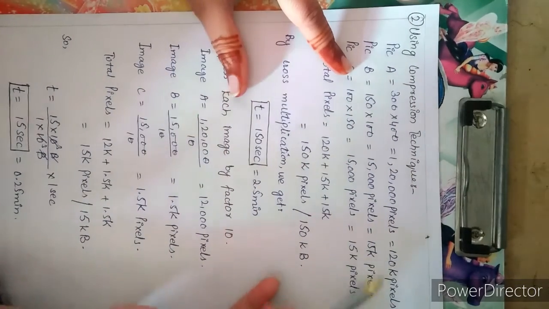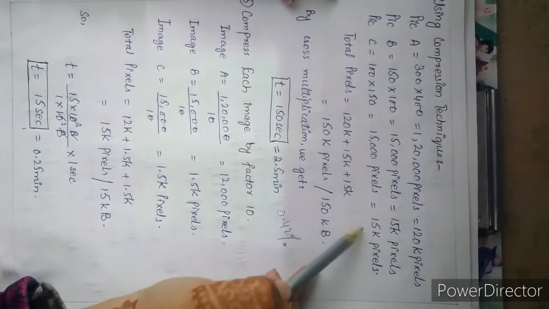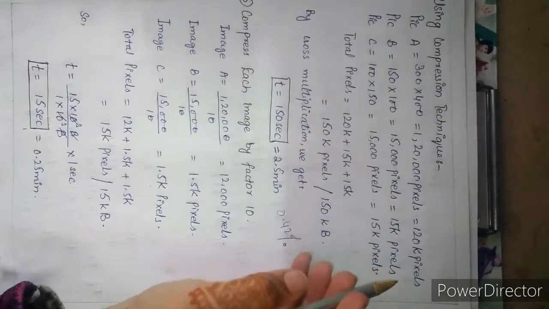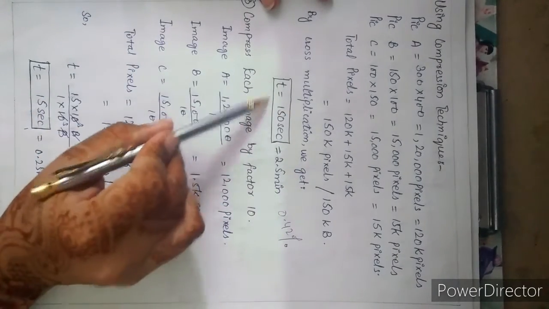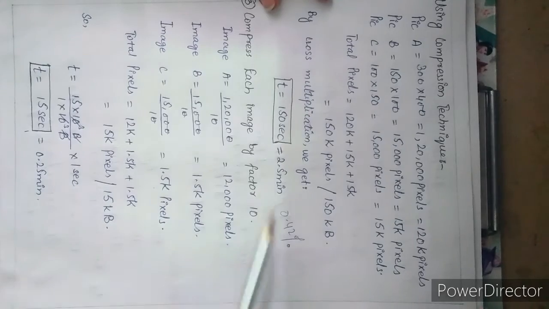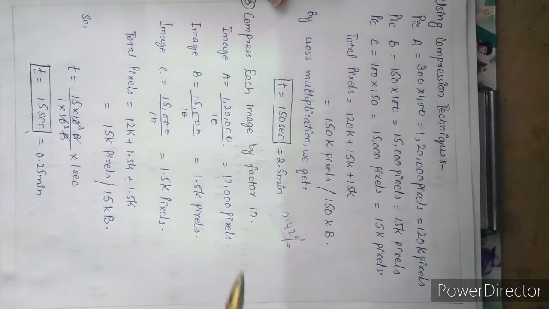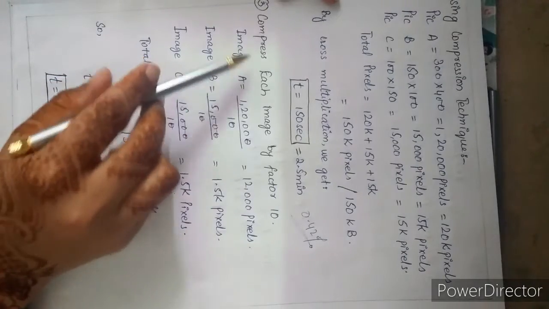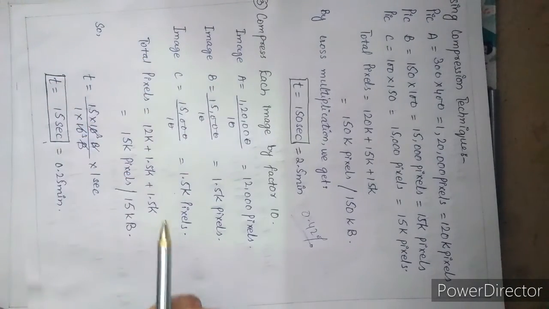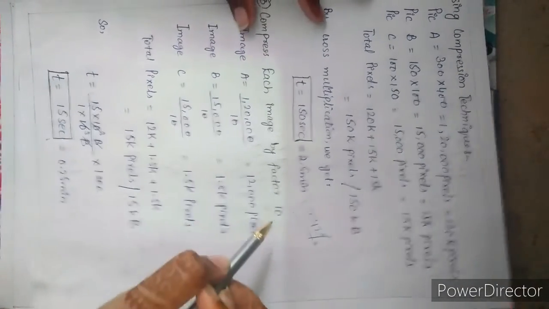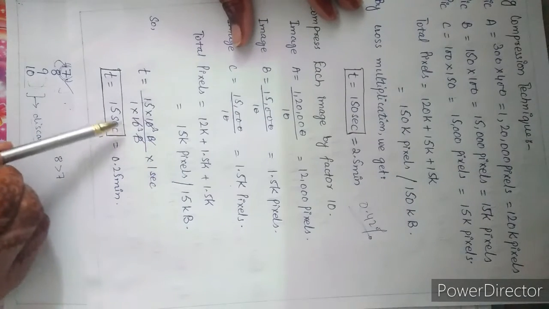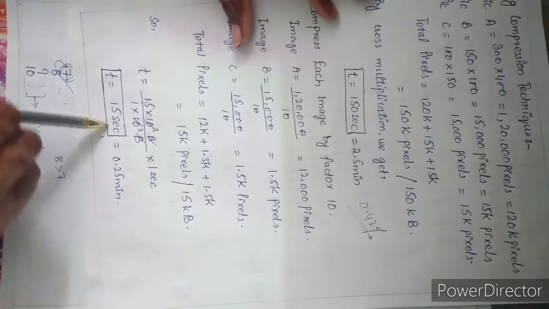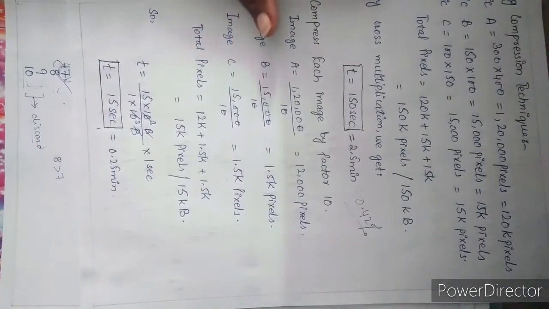Their pixels are 120k, 15k and 15k, and the total pixels is the sum of each, which is 150k pixels or 150 kilobytes. Then by cross multiplication we get t equal to 150 seconds or 2.5 minutes, which is about 0.42 times the original time. The next technique is to compress each image by a factor of 10. We can also compress by a factor of 100 and 1000, but here we compress by a factor of 10, and we get total pixels of 15k, and by cross multiplication we get our time equal to 15 seconds, which is much less than the original time.